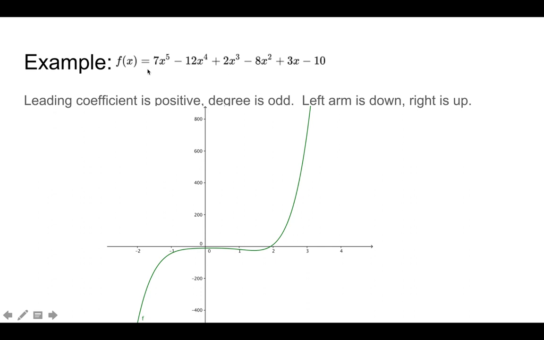Here, the leading coefficient is positive 7. I don't care if the 7 is odd or even, I only care whether it's positive or negative. Positive leading coefficient, odd degree. The degree is 5, so the left arm goes down and the right arm goes up.